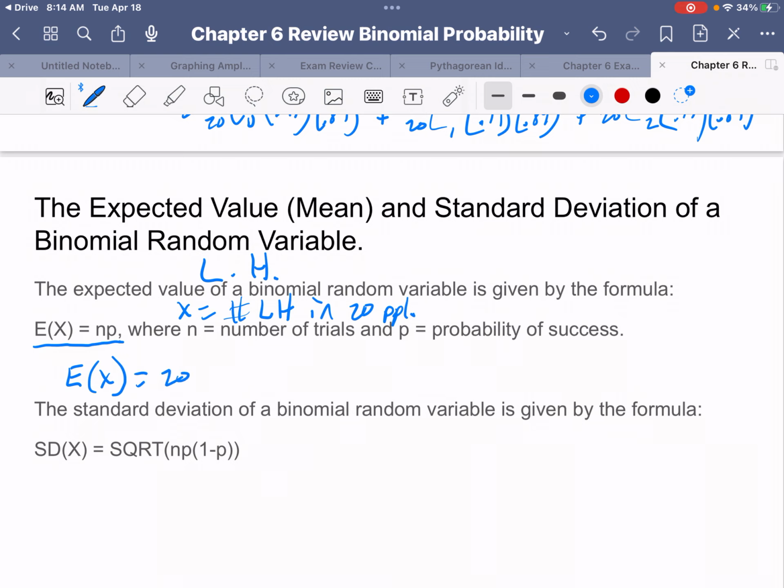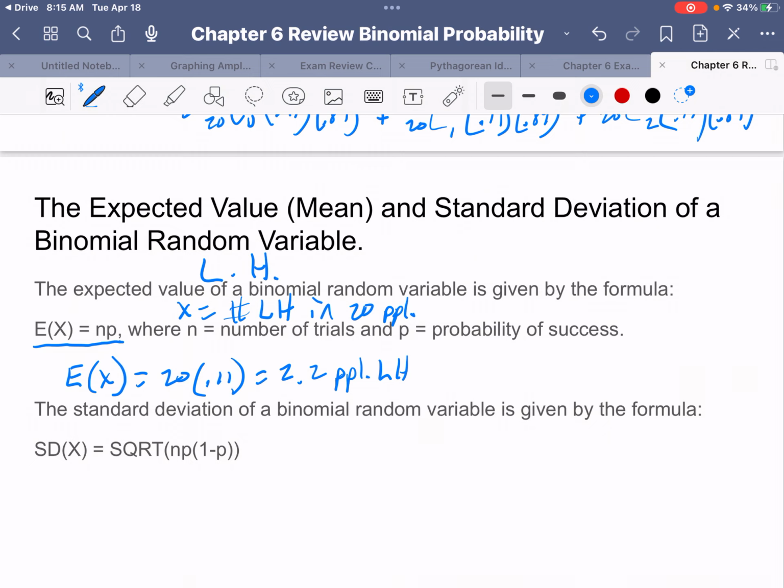n times the probability of being left-handed. And so if I grab a calculator, 20 times 0.11 is 2.2. So in other words, every time I randomly select 20 people out of this population, I would only expect about two left-handers to be found.